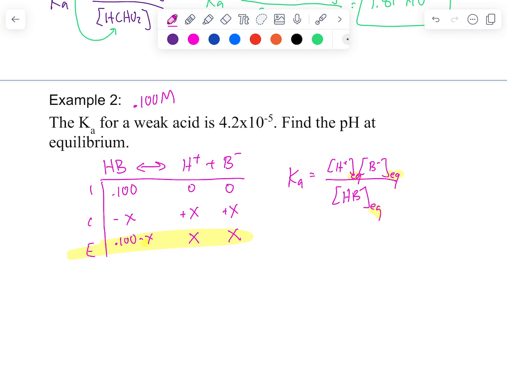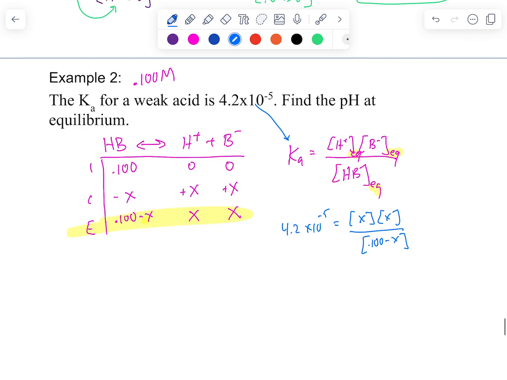Okay. So the Ka value is known. We can do a direct substitution, which means we have 4.2 times 10 to the minus fifth is equal to the concentration of X times the concentration of X over the concentration of 0.1 minus X. All right. So simplifying this, 4.2 times 10 to the minus fifth is equal to X squared, because X times X is X squared, over 0.1 minus X.